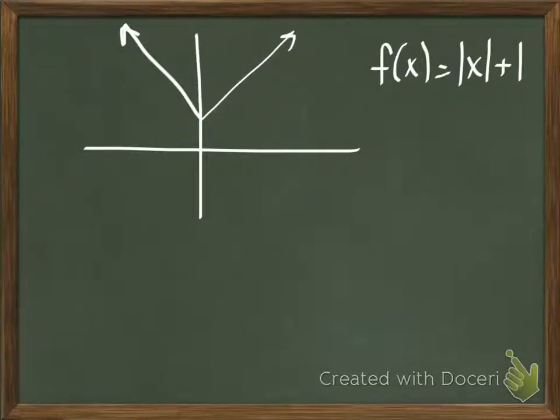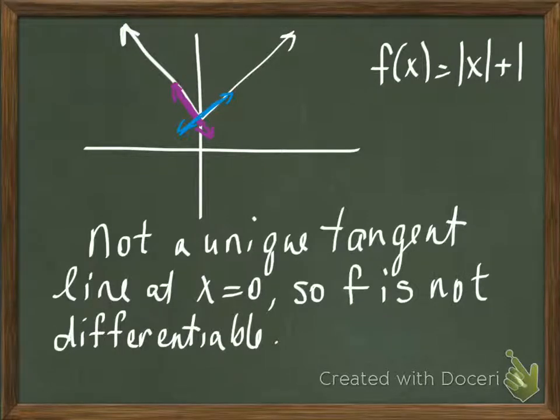So here's a graph of the function, the absolute value of x plus 1. So this has a corner at x equals 0. And notice if I try to draw a tangent line from the left-hand side, it looks like it has maybe a slope of -1. And if I draw one from the right-hand side, it looks like it has a slope of 1. And in particular, both of those would be valid choices for my tangent line at 0. So since I cannot draw one and only one, we say that the derivative does not exist there. So f is not differentiable at 0.